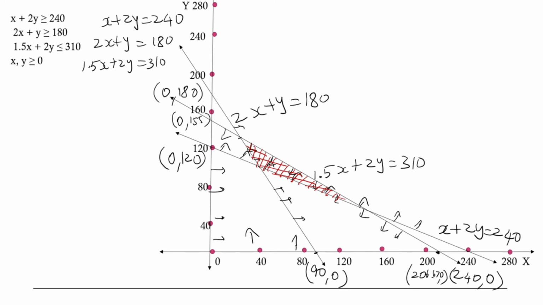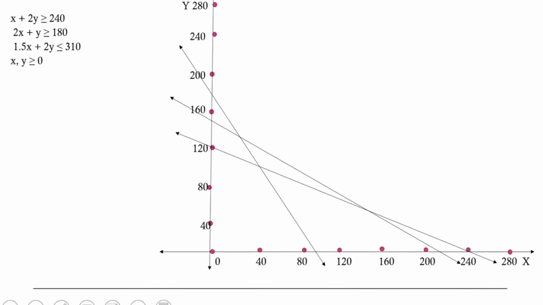Now let us mark the corner points. Let this point be A, this point be B, and this point be C. When you draw these lines on the graph sheet, it will be easy for you to get the coordinates of these corner points. So we get the coordinates of all the corner points A, B and C. So this is the feasible region, and we have also obtained the coordinates of the corner points. So A is 140, 50, B is 20, 140 and C is 40, 100.